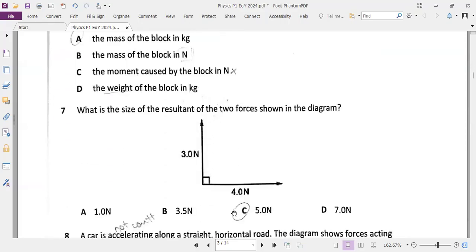Question number 7. This is Pythagoras. So you apply Pythagoras, the squares of these sides added together and then taking the square root gives you 5. 4 squared plus 3 squared, square root of the whole, gives you 5.